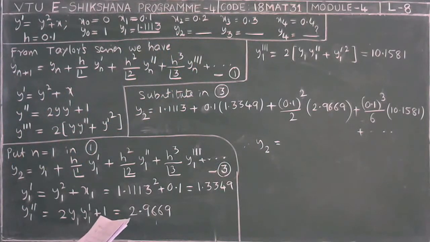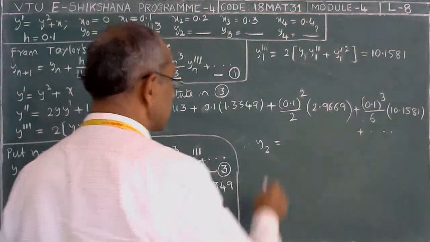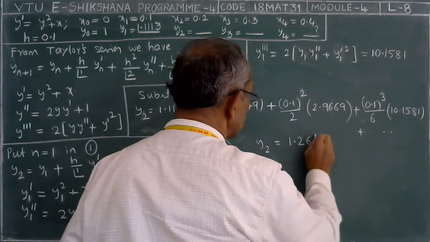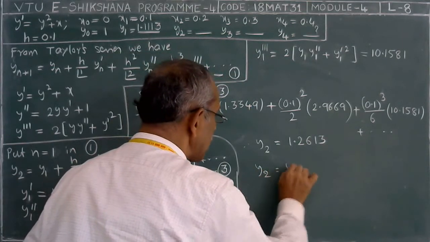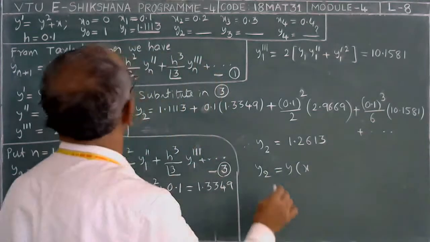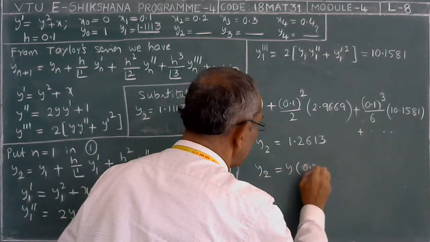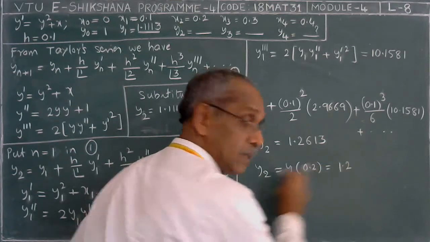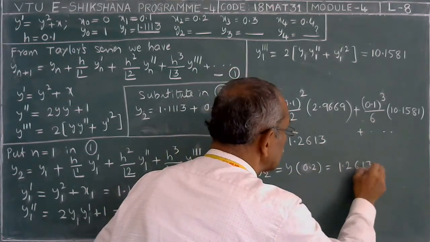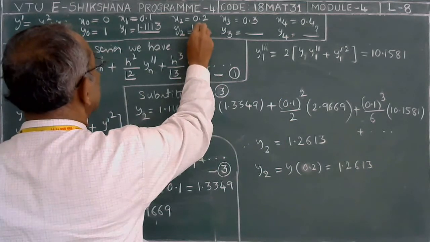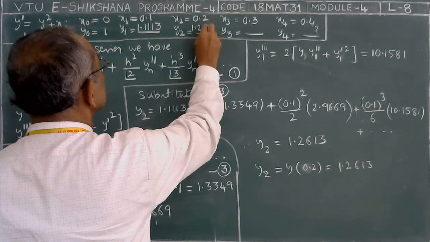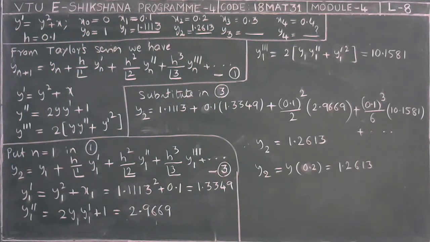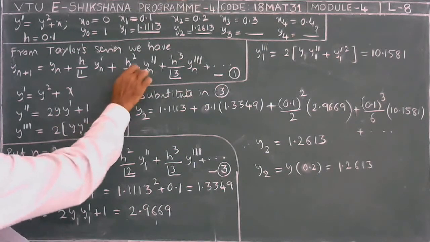So if you carefully compute this value y2, you get 1.2613. That means y2 is the same as y at x equal to x2. x2 is 0.2. So y at 0.2 is 1.2613.